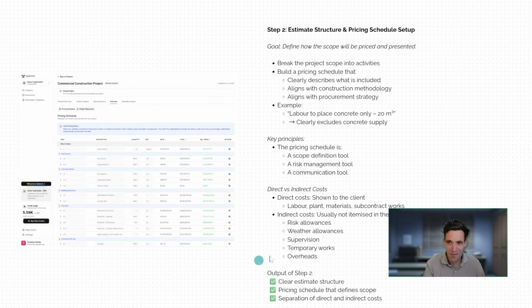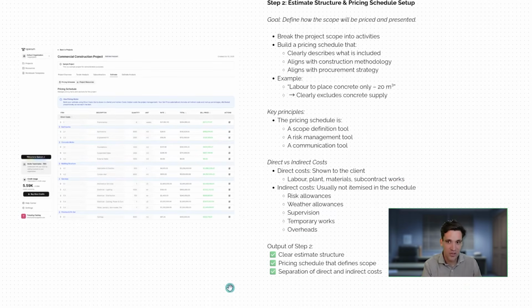So really, maybe I'm massively overcomplicating this, but when you do your pricing schedule, there are construction tasks and activities you want your client to see, and then there are ones that you wouldn't want them to see, like risk allowances or weather contingencies, which you would spread across those other items.